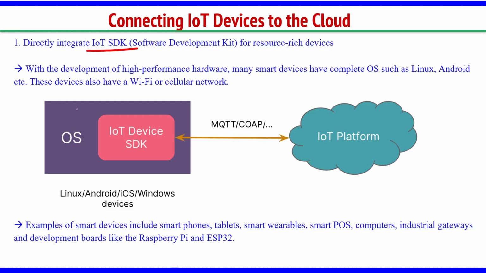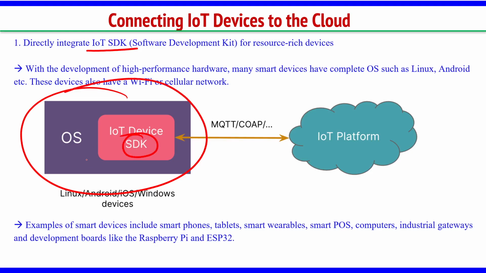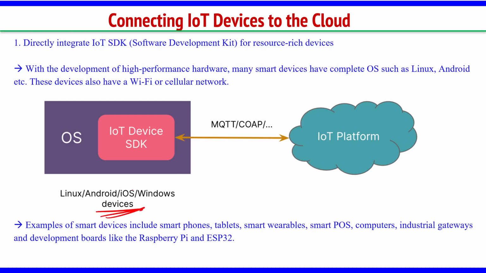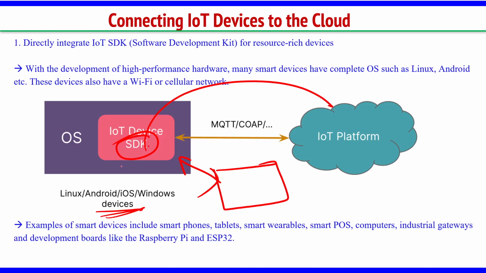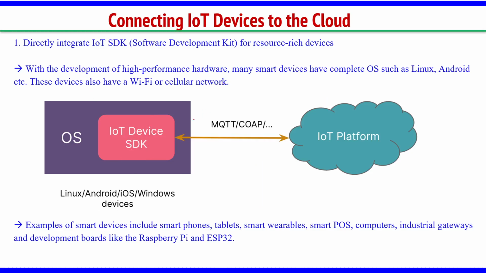So there is an IoT device, and the SDK is installed in it. It has some operating system. Using the MQTT protocol, you can connect directly to the IoT platform. This can be any device: iOS, mobile, Windows. You can have the IoT device connected to your laptop, or you have a Raspberry Pi kit with you. You can connect with the help of the SDK. Then this SDK can help you connect to the cloud. So this is one thing we can do.